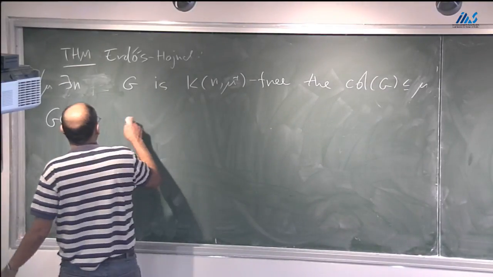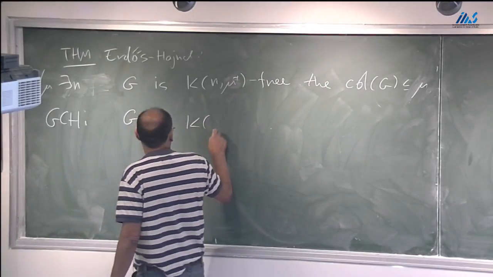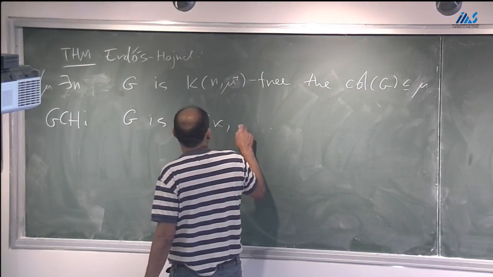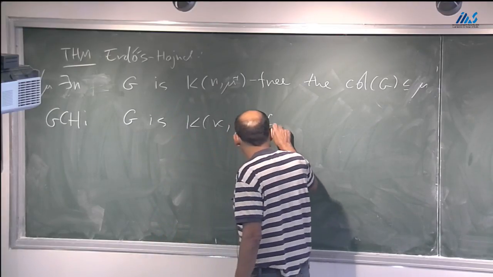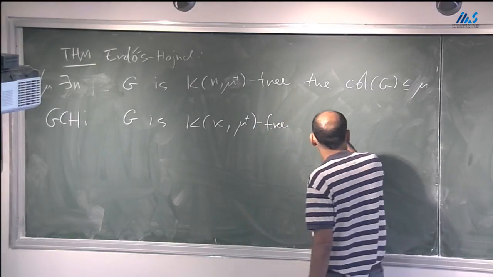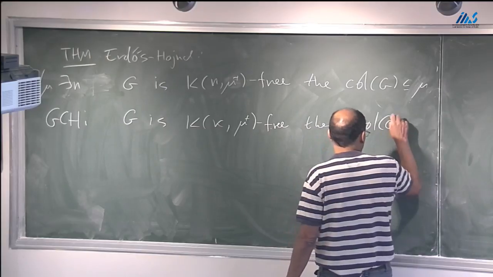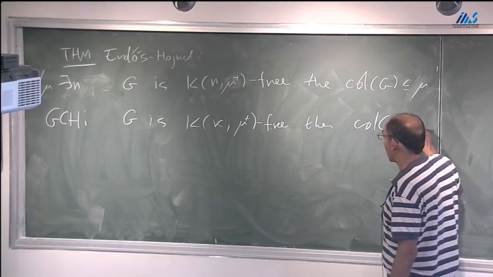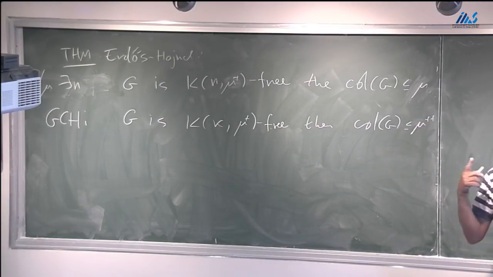GCH: if G is K_{kappa,mu^+}-free, no large infinite bipartite graphs, then the coloring number of G is at most mu^{++}, with the GCH.